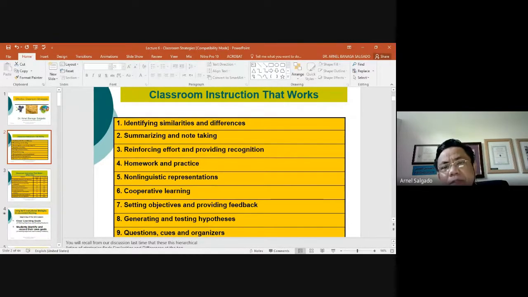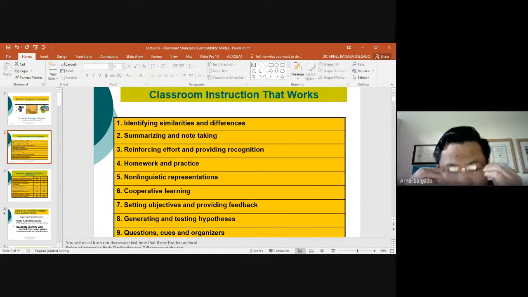Positive reinforcement. There are other ways, of course. You can give them free materials or, for lower years, maybe pre-kinder, give them candies, give them extra time, equivalent to the efforts that they did. Yeah, this is very important. We have to look into this as we go on. Another very important classroom strategy that will work will be homework and practice.